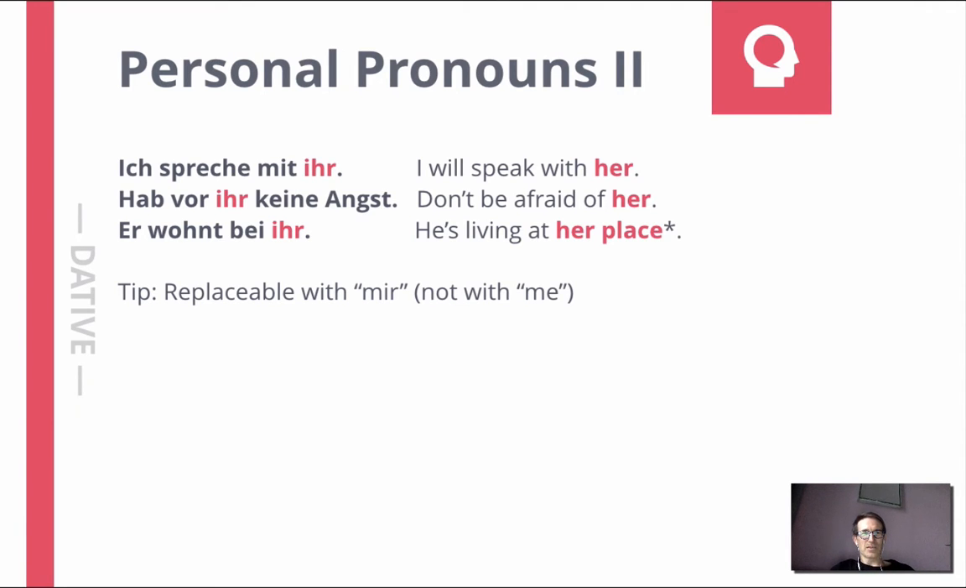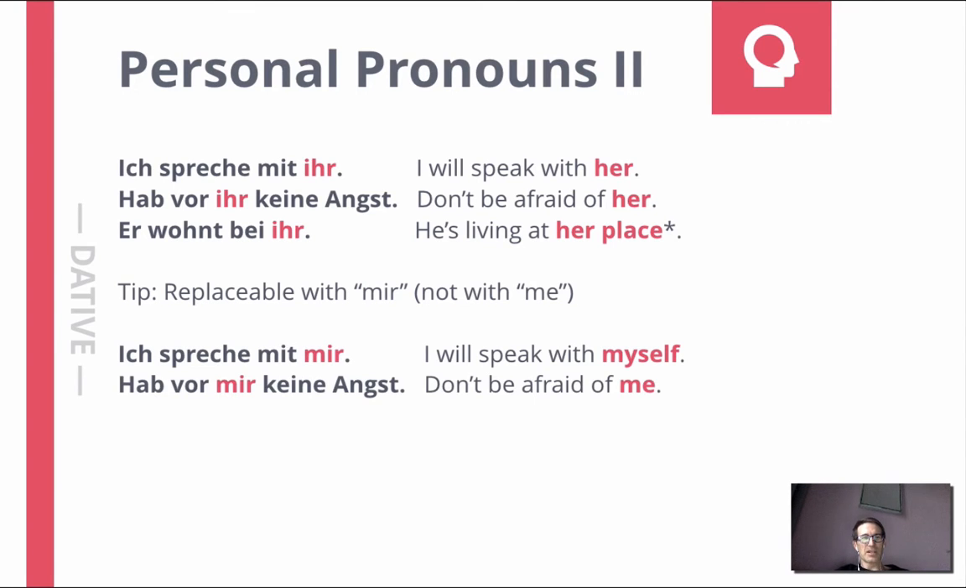So let's take a look at this. Can I say ich spreche mit mir? I speak with myself. Very good. It's doable. So you could just replace the mir with ihr without any ending. Hab vor mir keine Angst, don't be afraid of me. Wohnt bei mir, he's living at my place. So the mir is usable in all three cases, which means the ihr would never get an ending in that case.